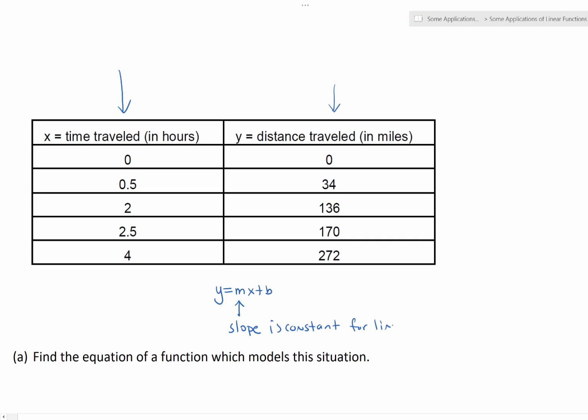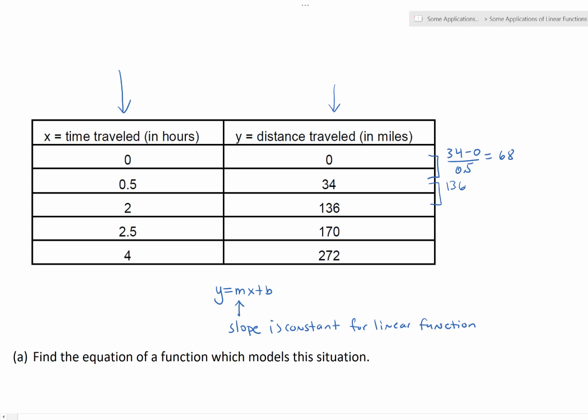for linear functions. So really the question is, is this function that we're looking for that models this data linear? We'll have to check. And we'll look at the various slopes across consecutive ordered pairs here. Notice, for this first one, the change in the output in the y direction, 34 minus 0, over the change in the input, which is 0.5, that's 68.